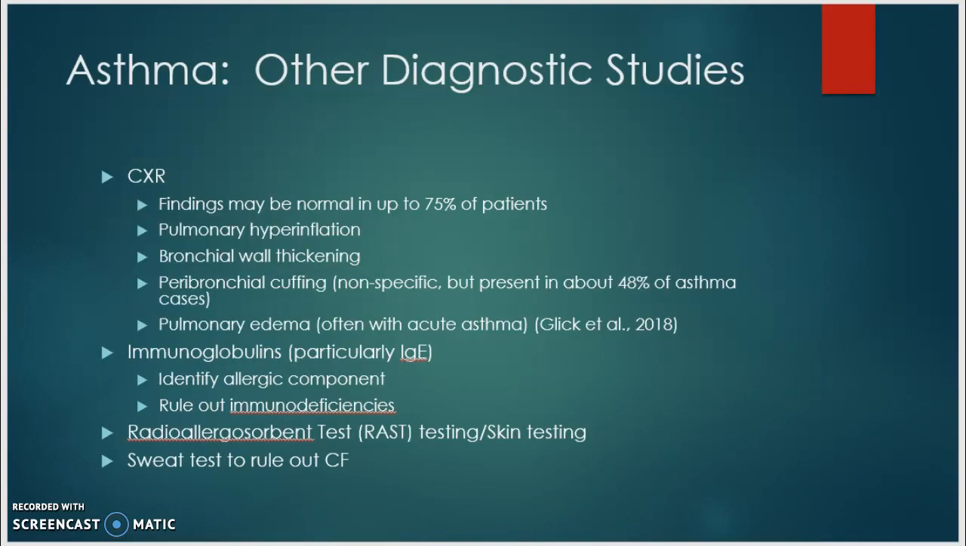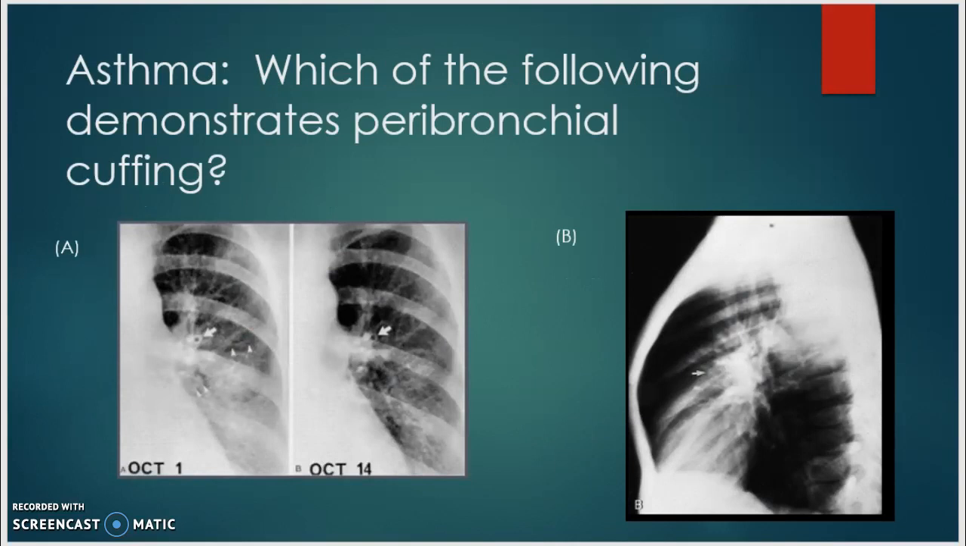You can send these patients to allergists or an immunologist who looks at immunoglobulins. We know that asthma is primarily mediated by IgE, and so it may be beneficial to help these patients reduce their asthma exacerbations based on identifying what are they allergic to and then to rule out any other immunodeficiencies. You can do RAST testing, which is that skin prick testing, to see what they are allergic to. And also it may be a good idea to do a sweat test, sweat chloride, to rule out the incidence of cystic fibrosis. Which of the following demonstrates peribronchial cuffing?